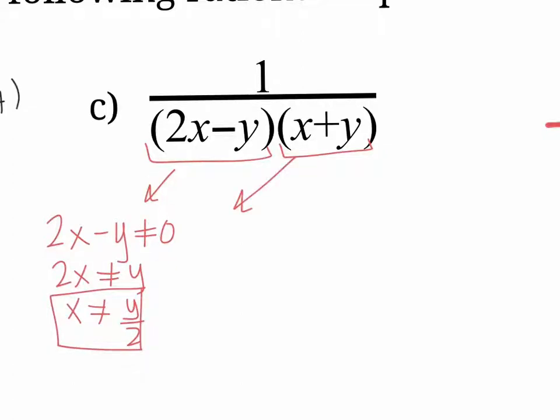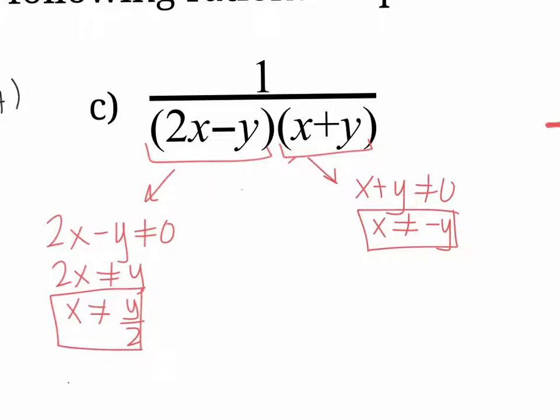I'm going to take this one now, and let's find the restriction here. x plus y cannot equal 0, and I'm going to isolate for x again. So we have x cannot equal negative y. So our restrictions for x are that x cannot equal y over 2 or negative y. So implied here are also our restrictions for y. When we have two letters here, we can either choose to isolate for x or choose to isolate for y in each binomial. Now, if there was a y here, for example, we'd have to include the restriction of y equals 0.